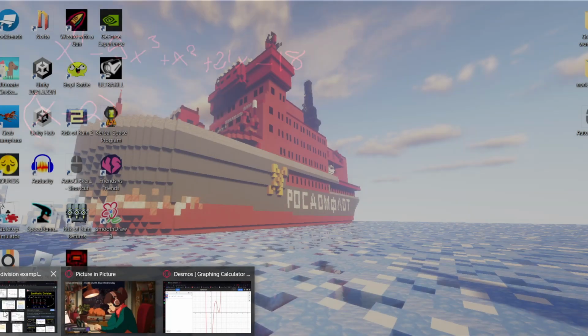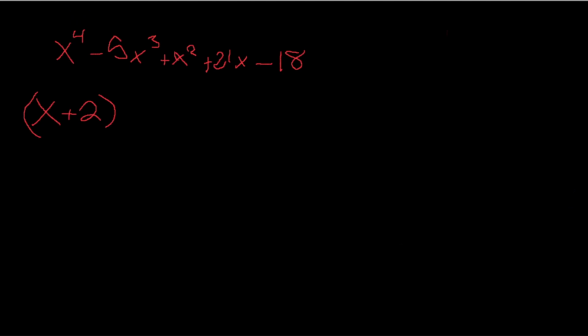What we do is we take the zero that we got, which in this case is negative 2, and set it up in something called synthetic division. Synthetic division is this little box right here where we put our zero on the outside like this, and then we take the coefficients of all of these and put them in a row here. So we have 1, negative 5, 1, 21, and negative 18.